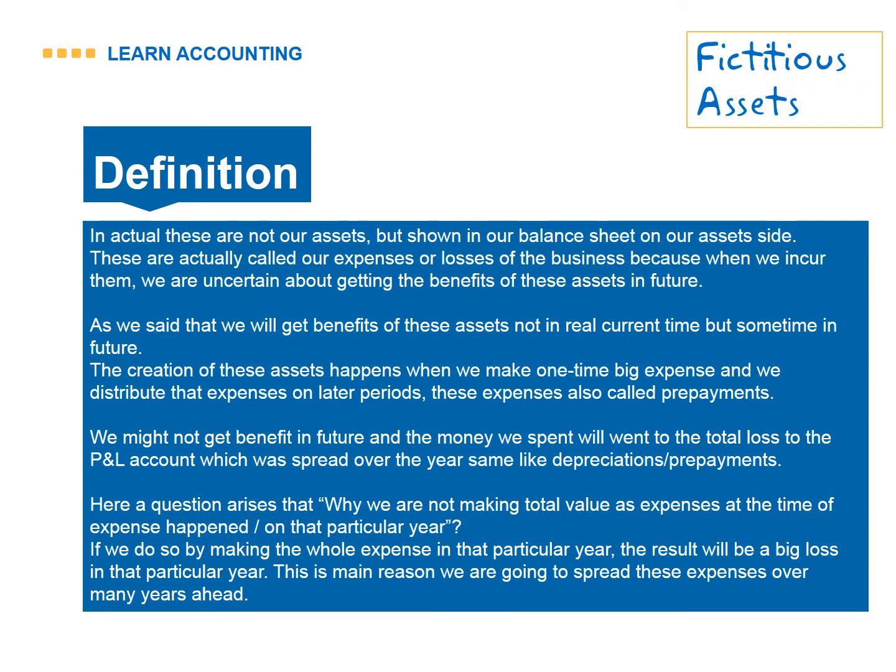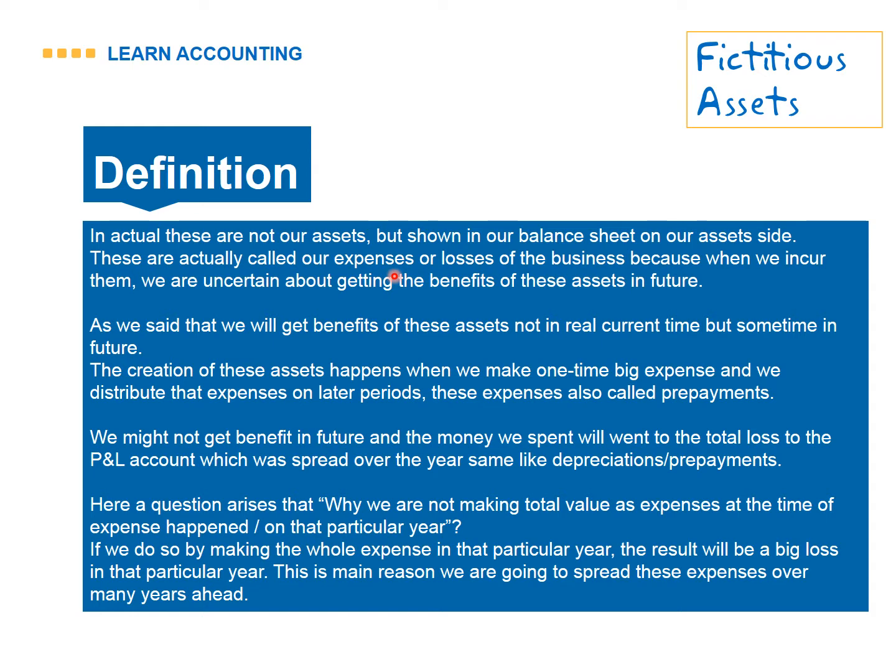From the definition. Actually, fictitious assets are not really our assets, but they are shown in our balance sheet on the asset side. These are actually expenses or losses of the business, because when we incur them, we are uncertain about getting the benefits of these assets in the future. So we can say that fictitious assets are uncertain losses or uncertain expenses.